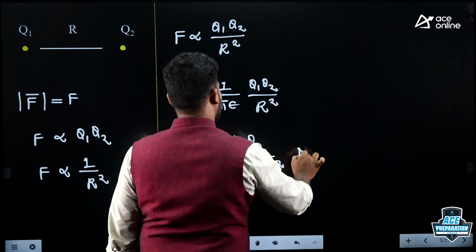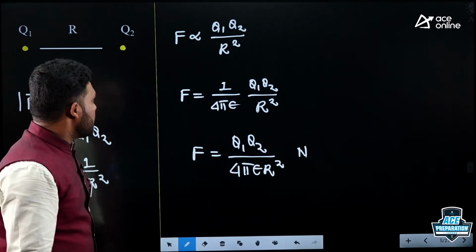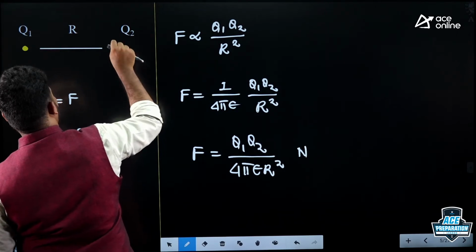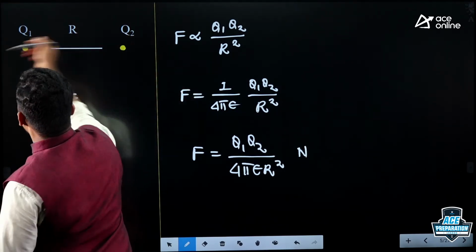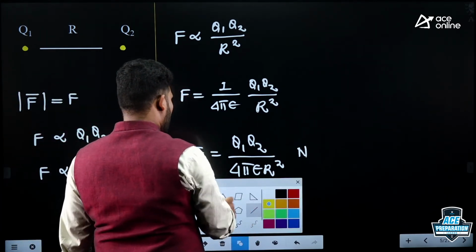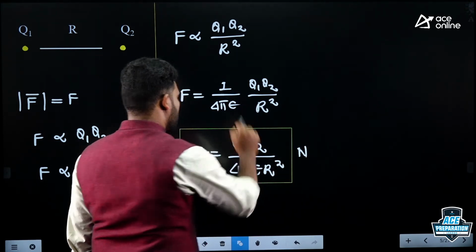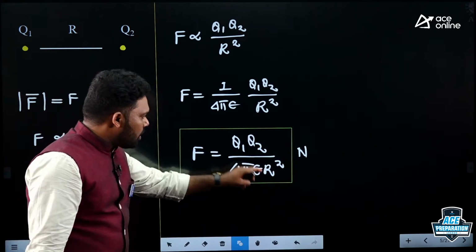Remember, what are the units for the force? We are writing just the magnitude, not the vector. Vector means the force on this one: suppose these two are positive charges, the force on this one will be like this, and the force on this one due to the other will be like this. So this is the force between the two charges. Clear?